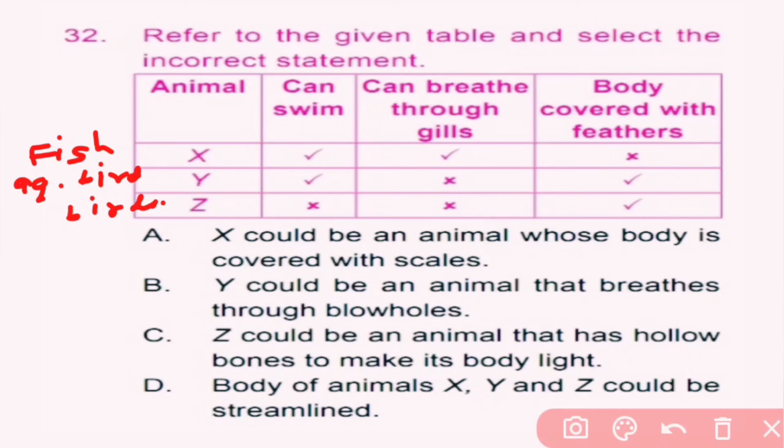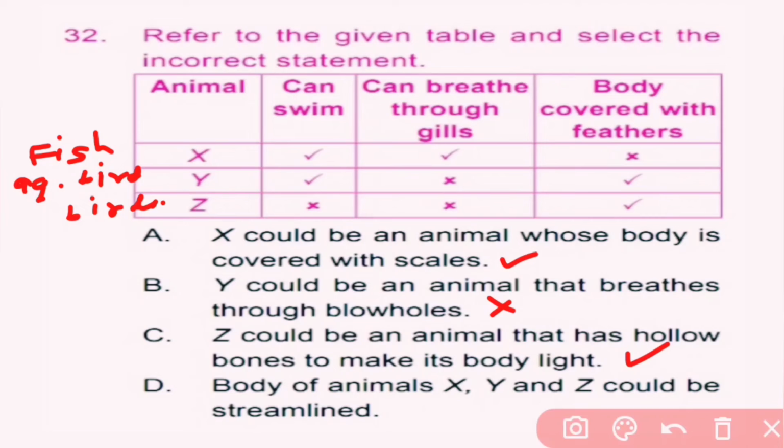Here option A, X could be an animal whose body is covered with scales. So the body of fish is covered with scales. A is a correct statement. Option B, Y could be an animal that breathes through blowholes. Aquatic birds do not have blowholes. So this statement is incorrect. Option C, Z could be an animal that has hollow bones. So birds have hollow bones to make their body light. So this statement is correct.